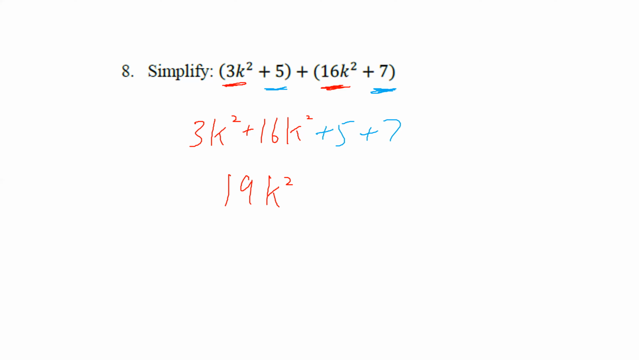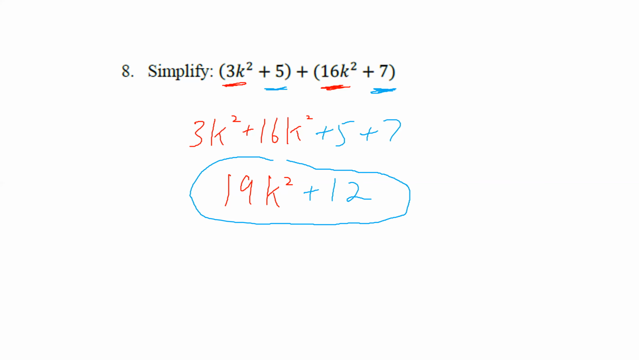For the other half of it, again, we had our constants. So we're adding those two together, 5 and 7. That's going to give us a total of 12. So that's our final answer. 19a squared plus 12.